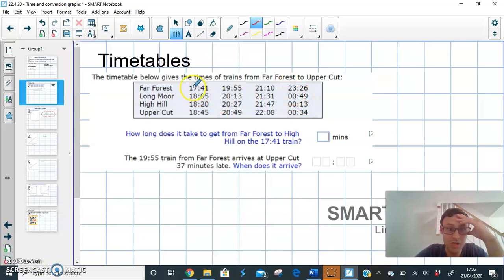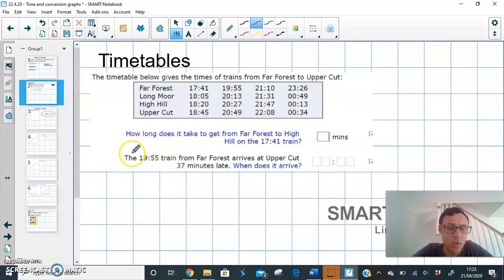Okay, so this would be called the 1741 train from Far Forest. This would be called the 1955 train from Far Forest. This would be called the 2110 train from Far Forest, and this would be called the 2326 train from Far Forest. Okay, and obviously this here would be called the 1820 train from High Hill, and all of them arriving at Uppercut. And we know this is all in the evening. They've used 24-hour time. And we could convert those to 12-hour if we wished, but remember that we do need to put on AM and PM if we are converting to 12-hour.